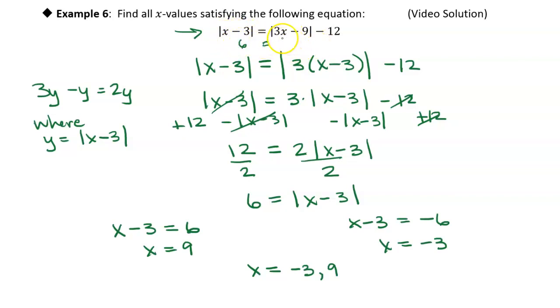Over here, if I take negative 3 times 3, that's a negative 9, and then minus 9 is a minus 18, which becomes a positive 18. I subtract 12 from it, and I get 6. You could do the same thing with positive 9. Plug it back in there, and it should give you a true statement if you've got the right answer. It's always a good way to check.